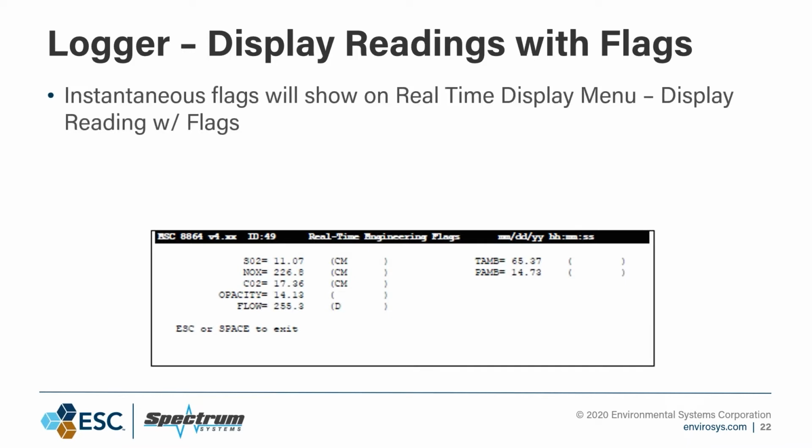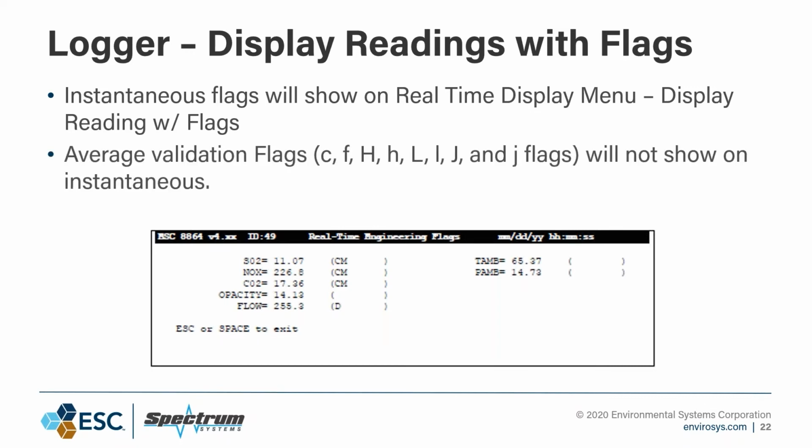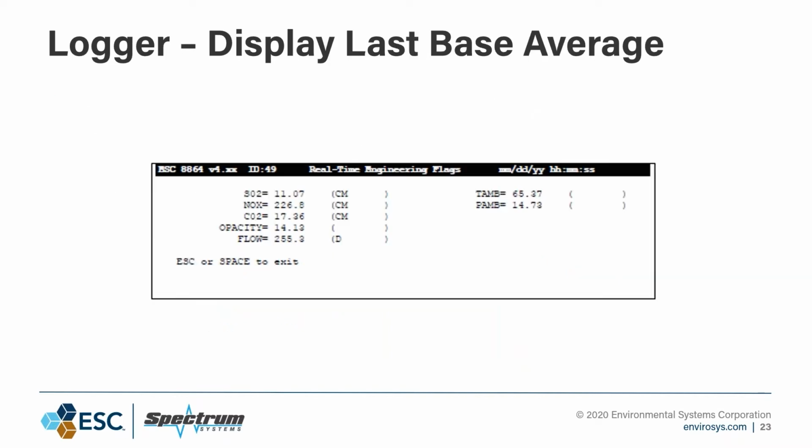Okay, this is a logger display. A lot of people don't ever go to the logger and look at that, but that would be from the reading with flags, the DF screen from the home menu, DF. The average validation flags, the H, the L, the floor limit and ceiling limit, won't show on this DF screen. But you can look at the last base average screen in the data controller. It will show the H, the floor limit, ceiling limit, and you can toggle between intervals using Control A.